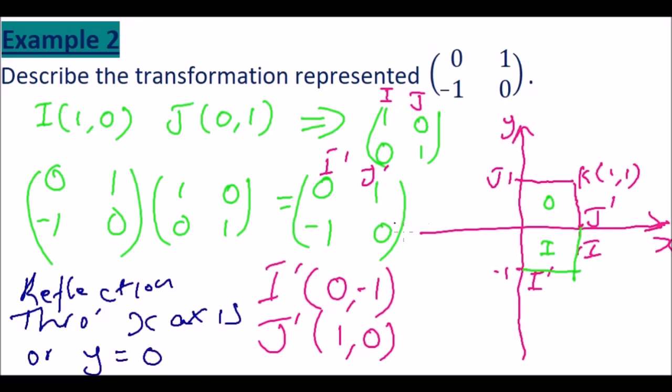So you can see very easily we have used our unit square to identify the transformation represented by this matrix. So let's do another example. In our example 3, describe the transformation represented by the matrix 0, minus 2, 2, 0.